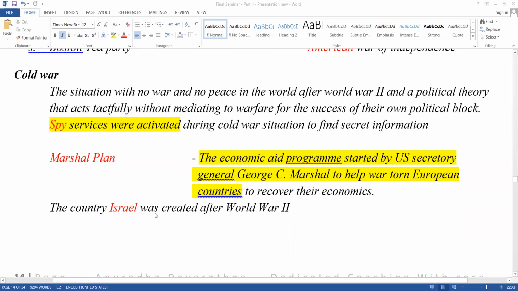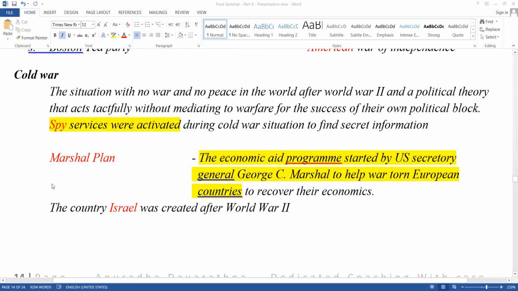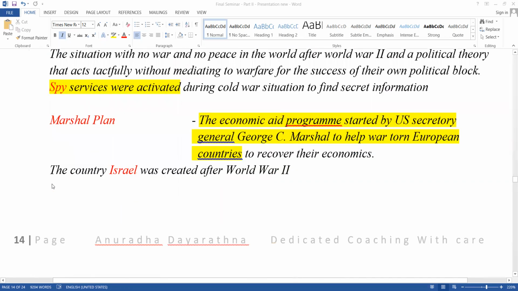And Israel was a country created after World War II. There was no country called Israel before; only Palestine was there. Palestine was divided into two, and Israel was created by the USA for Jews. Now we can move on to model questions. Right? Okay.